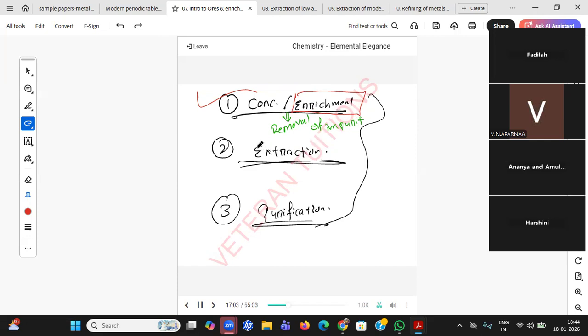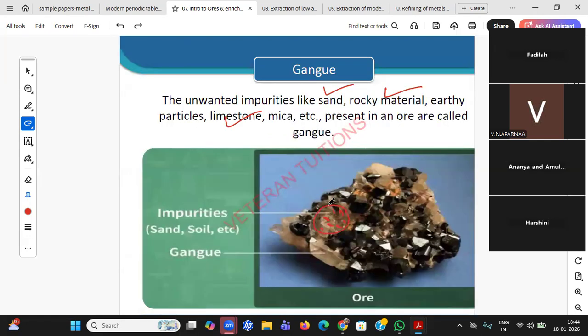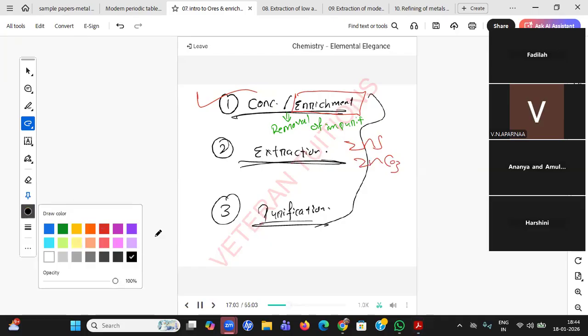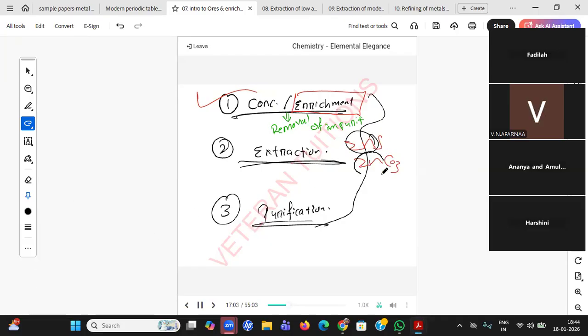Okay, the second step, you need to extract. What does that mean? As I said, the metal can be in a combined form, like zinc sulfide or zinc carbonate. But you want extraction, you need to extract the zinc from the zinc sulfide. That is the second step. The third step is purification. After this extraction also, some gold and silver particles will be left, so you need to purify them.